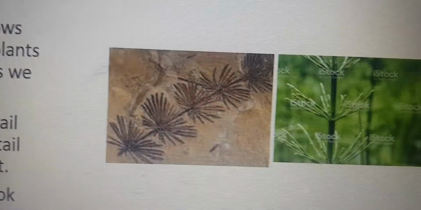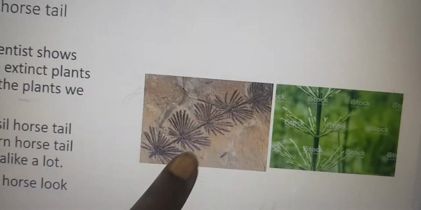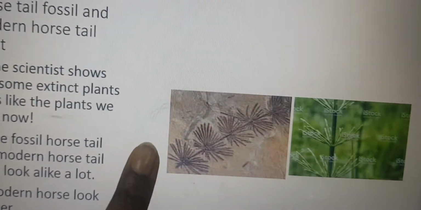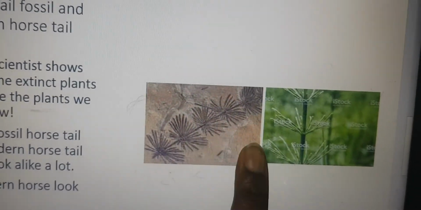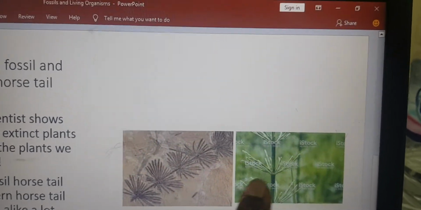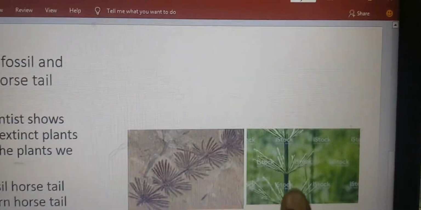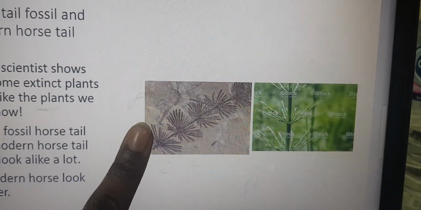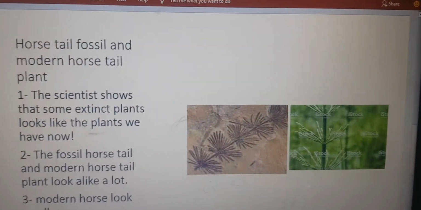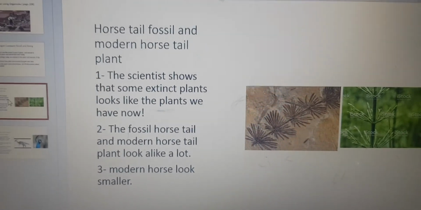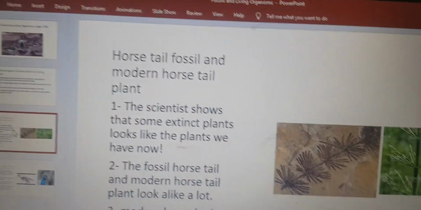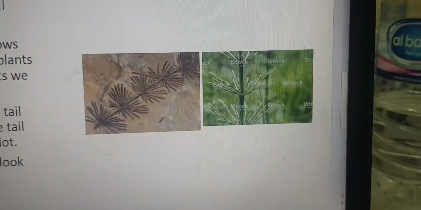They both grow from the stem. Can you see? Look at the stem in the middle here. So they both grow from the stem, and they also grow branches. But Rahab said the branches of the ostrich plant that we have now are smaller, while the fossil's are bigger. And you can see yourself that the fossil is bigger and this is smaller. So thank God for the scientists that found this information about the ostrich fossil and the modern ostrich plant.